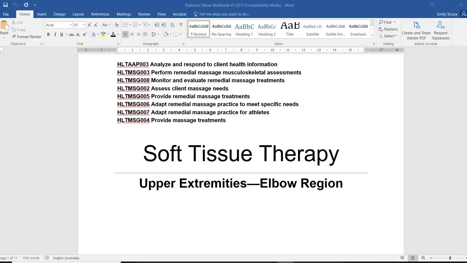In this video, we're going to look at the region booklet related to the upper extremities and the elbow region. With this book, parts 1 and 3 have been completed, and parts 2, 4, 5 and 6 are still needing to be completed.